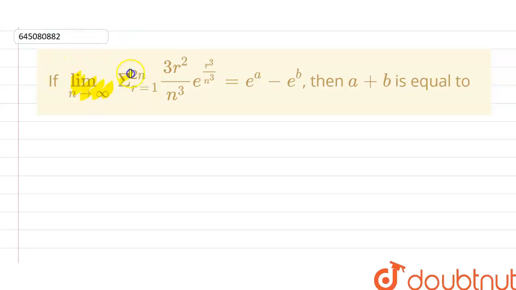Okay, so the given question here is: limit n tends to infinity, sigma r equals 1 to 2n, 3r square divided by n cube, times e to the power of r cube by n cube, equals e to the power of a minus e to the power of b. Then we have to find the value of a plus b.